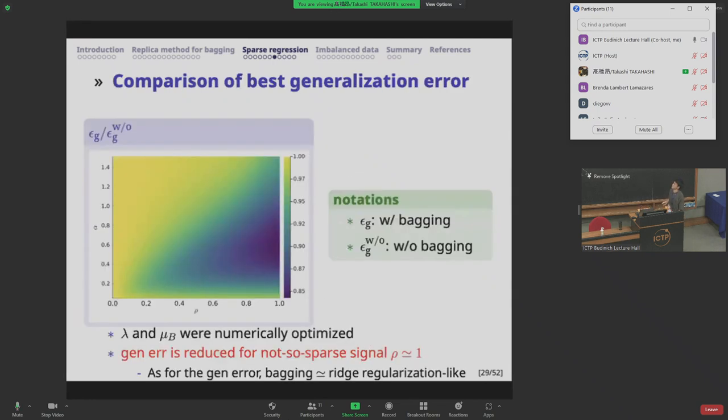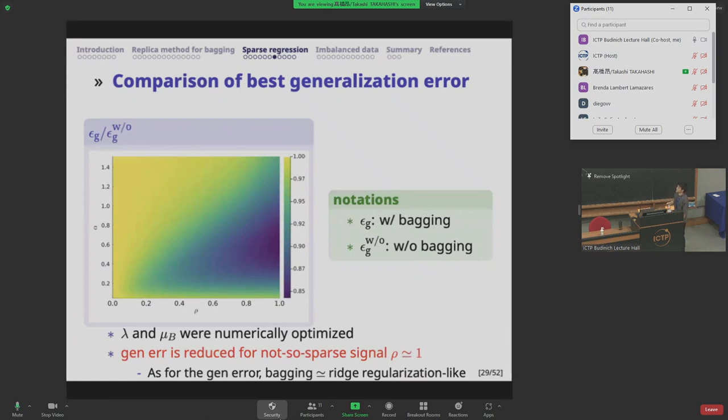And here is the result for the performance comparison. By using the saddle point condition of the replica analysis, I numerically computed the generalization error for each rho and alpha, and I numerically optimized the generalization error. This figure shows the ratio of the generalization errors with the bagging case and without the bagging case. The horizontal axis shows the sparsity of the parameter, and the vertical axis represents the size of the data set normalized by the input dimension.